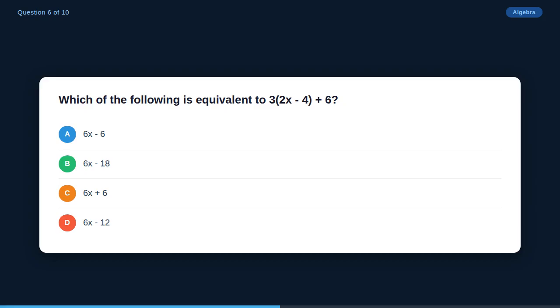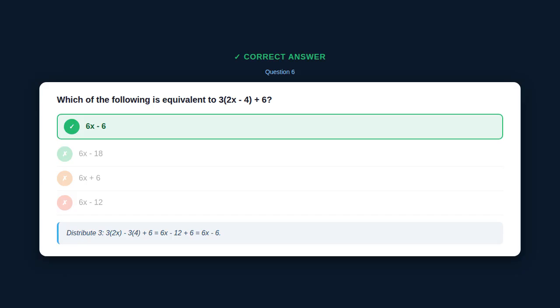Which of the following is equivalent to 3(2x - 4) + 6? Option A, 6x - 6. Option B, 6x - 18. Option C, 6x + 6. Option D, 6x - 12. Take a moment. The correct answer is A, 6x - 6.